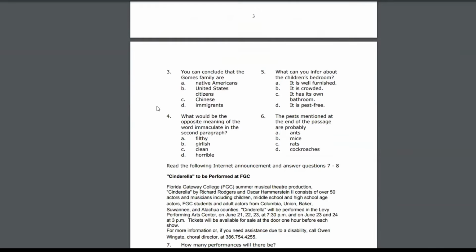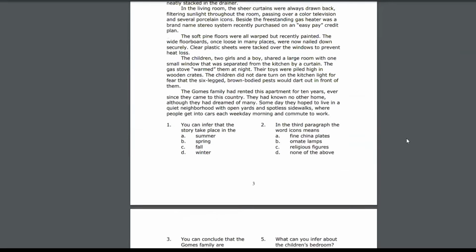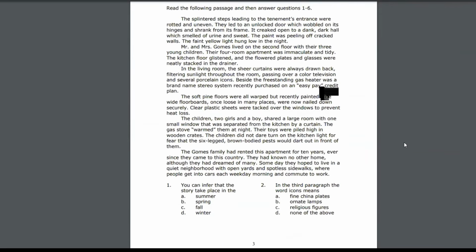All right, we take a look at question number 3. It says you can conclude that the Gomes family are, and then they have 4 options: Native Americans, United States citizens, Chinese, and immigrants. So again, specifically, they didn't talk about race or anything like that, but there was something small that was added to let us know who they were.